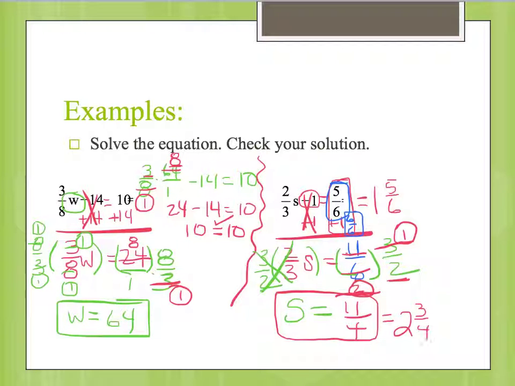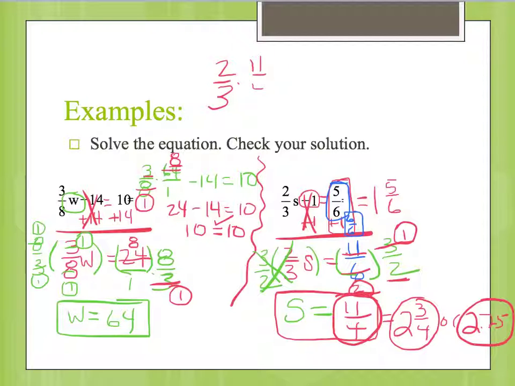If you used a calculator, you'd get 2.75. And all three forms are perfectly fine, any one of them. So I'm going to plug in 11/4 back in for s. 2/3 times 11/4 plus 1 better be equal to 5/6.